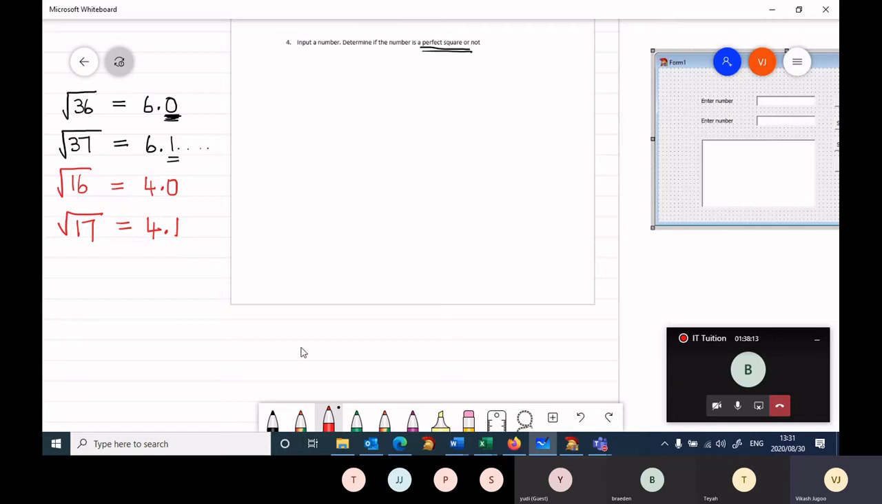So if you look at the pattern, for those perfect squares, that's a perfect square, and that's a perfect square. What do we notice? That the fractional part, the part after the number, is 0. Even here as well, the fractional part is 0. So let's try and see how we can go about solving this question.